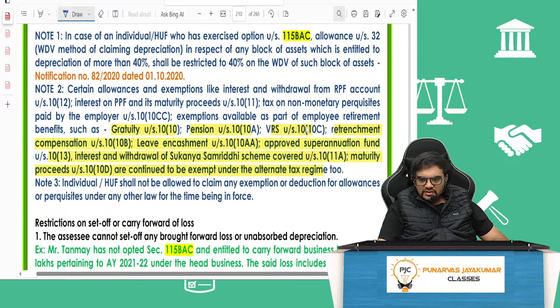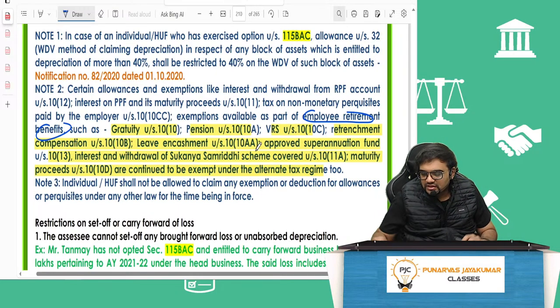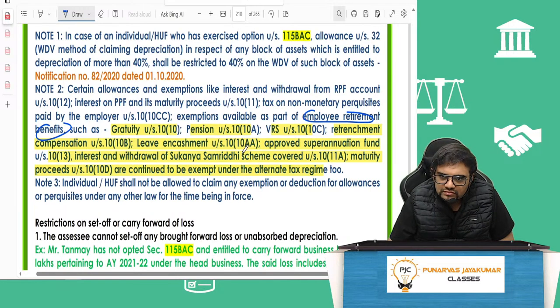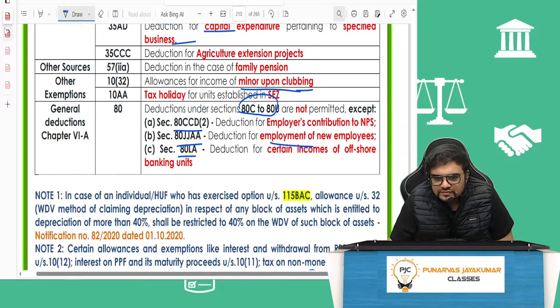Exemptions are available as part of employee retirement benefit. So that time somebody asked a question. Employee's contribution, but eligible as deduction under 115BAC, under 80C deduction you will not get, that's for sure. But gratuity etc. See, our question was, if an employee has contributed to RPF etc. earlier, under the normal tax regime, 80C you will get. Will you get 80C now? No. But what about gratuity, pension, VRS, retrenchment, employee benefits, will you get those? Yes. For sure you will get all these things.